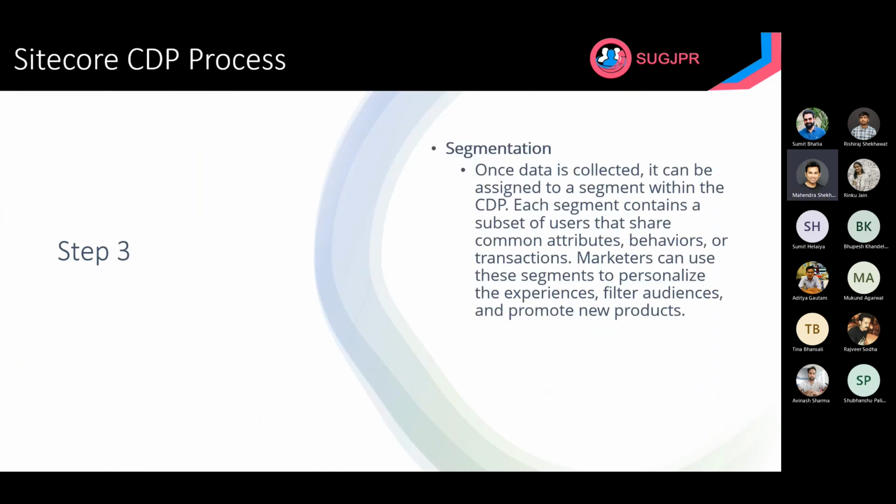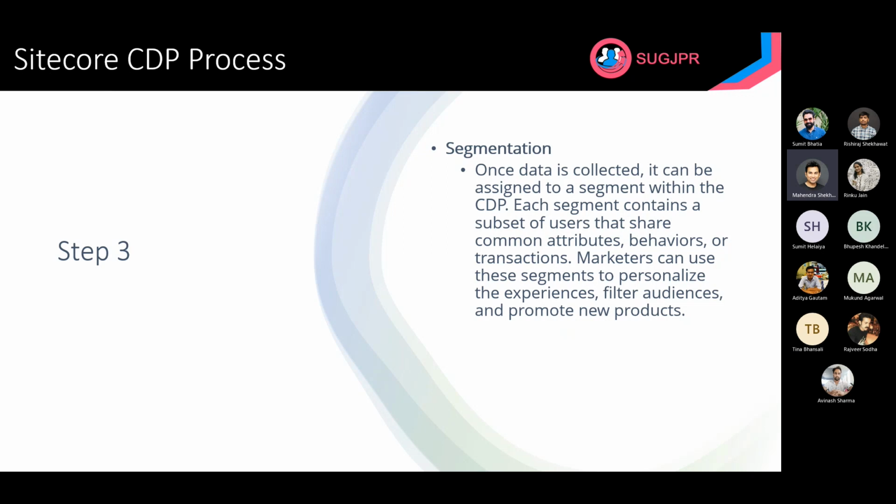The third step for the CDP is segmentation. Segmentation is a process where, once the data is collected, it is assigned to a segment within the CDP, where each segment contains a subset of users that share common attributes, behavior, or transactions. The marketer uses these segments to personalize the experience, filter the audience, and promote new products. It's a process where we can define our target audience for a particular new product.